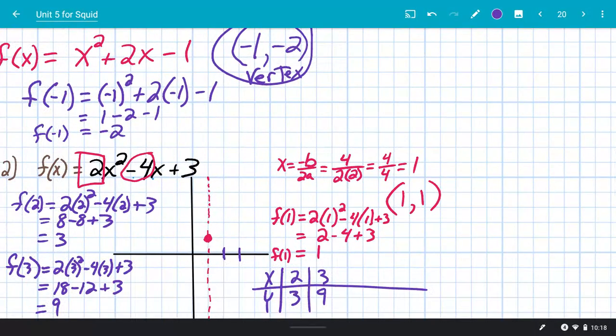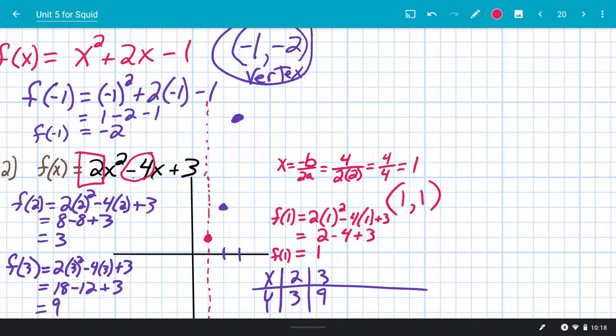2, 3. 1, 2, 3. And 3, 9. 3, 1, 2, 3, 4, 5, 6, 7, 8, 9. And then I'm supposed to mirror them across that axis of symmetry.